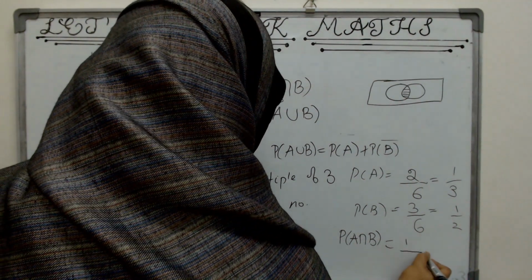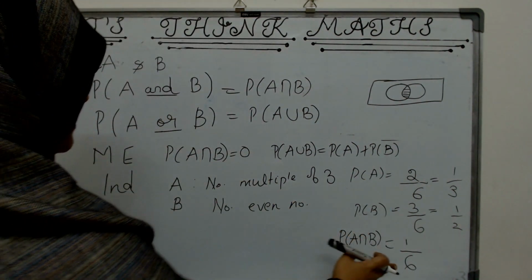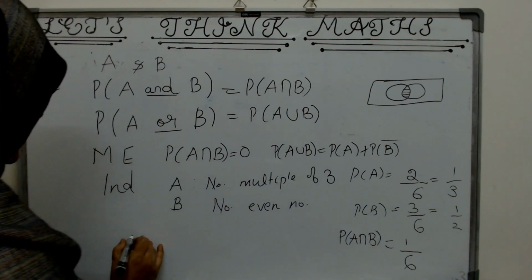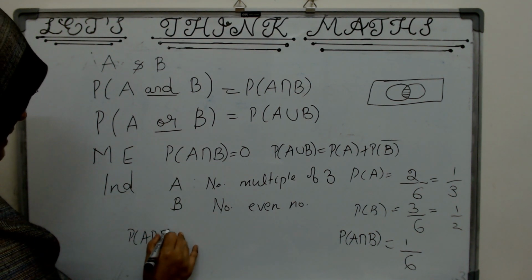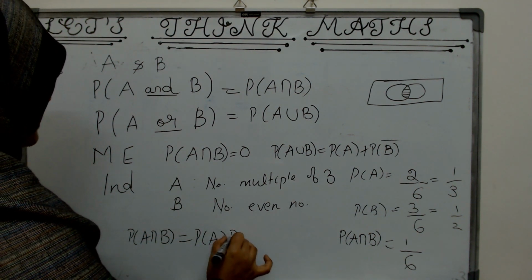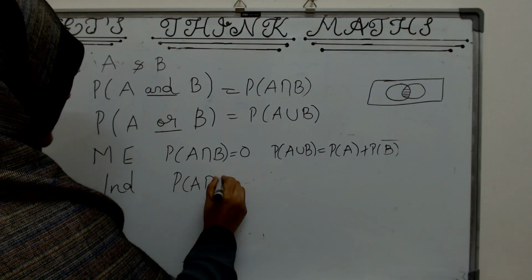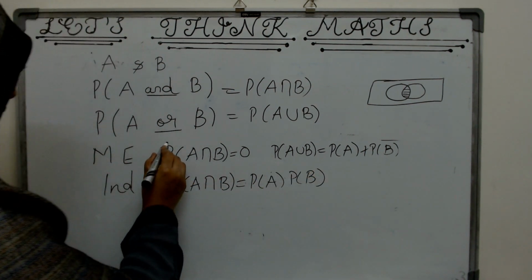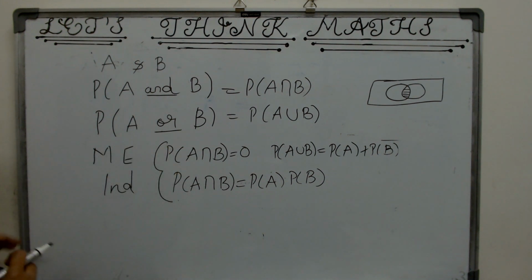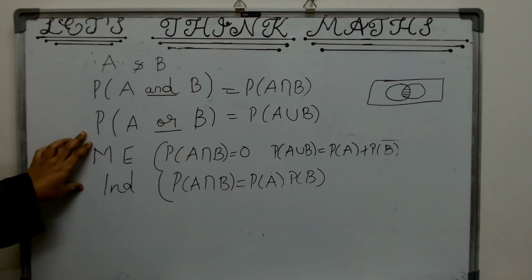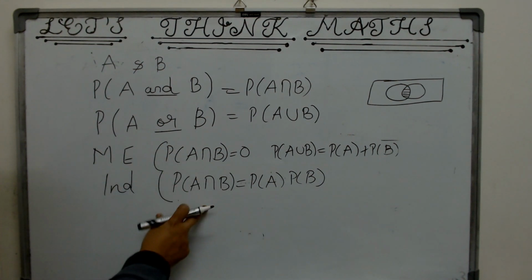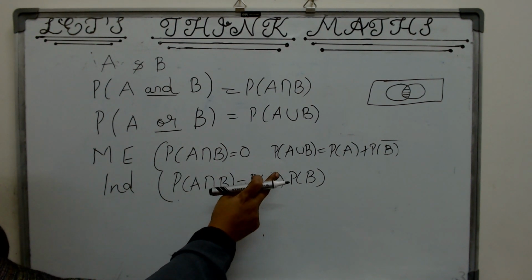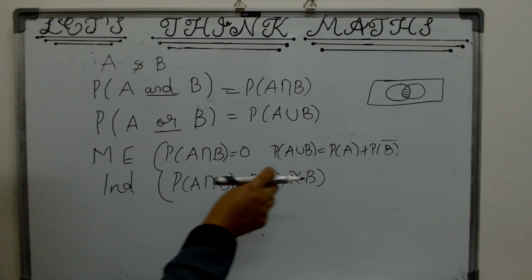So the favorable outcome is 1, the total outcome is 6, so it is 1 by 6. Now, did you notice one thing here? The probability of A intersection B is equal to the product of probability of A and probability of B. Their intersection will be equal to the product of their individual probabilities. Now you see the difference between these two. It is very easy to get confused between mutually exclusive events and independent events. But you see the difference here. In one case, the intersection is 0, and in the other case, the intersection is the product of their individual probabilities.